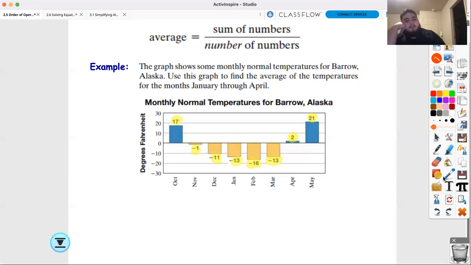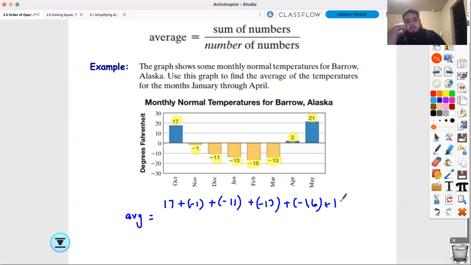All right, I'm gonna go ahead and get started. To find the average, we're gonna create a formula, right? So we have average is equal to the sum of the numbers. So it'll be 17 plus -1 plus -11 plus -13 plus -16 plus -13 plus 2 plus 21. Now we remember, we talked about this. A plus a negative is just subtracting, right?